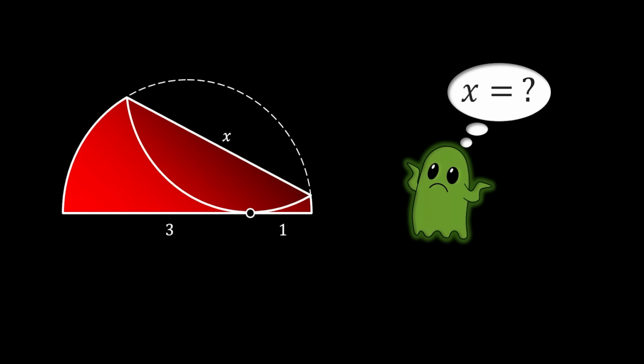And it will touch this diameter in such a way so that it will divide it into two segments with the length of 3 and 1, as you can see on the sketch. The question is, can we somehow calculate the length of the chord x?